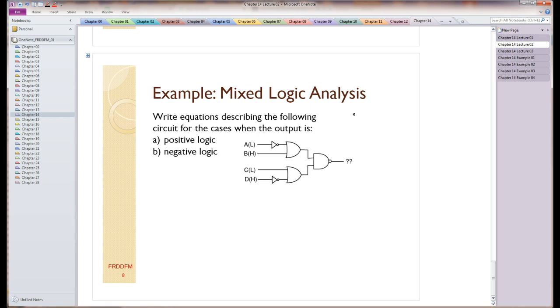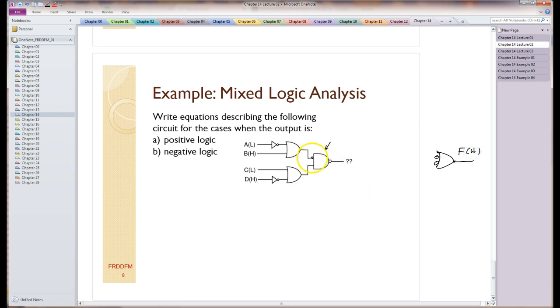Positive logic isn't going to fly in this thing because I have that bubble there. So what I need to do is redraw the gate such that there's no bubble in the output. I can't change the gate, but I can use an equivalent gate. This is a NAND gate here, and here's my equivalent NAND gate here. That's the F sub positive logic I'm looking for.